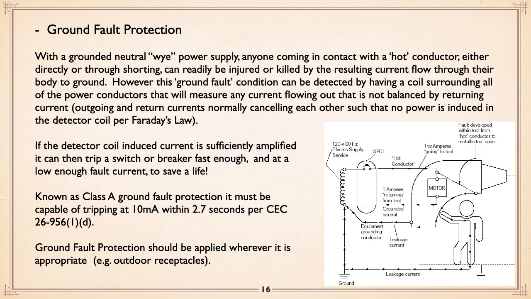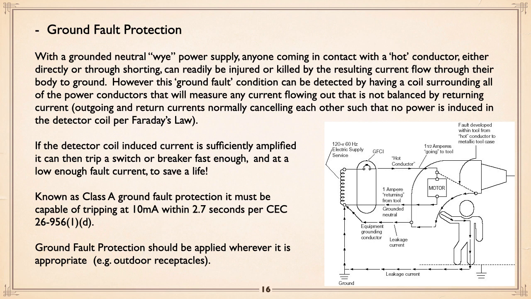When one direction exceeds the other, then this thing will start to generate power. Very sensitive electronics will note that, and immediately there's a trip, and it will trip off, and you're safe. If it's literally high enough to save a person's life, which is the intent, it's known as Class A ground fault protection. Lower classes for ground fault are really to protect the equipment from damage. Okay, and that's where you see the use of devices that are detecting that and using shunt trip to shut off breakers. But if you're looking at personnel protection, it must be capable of tripping at 10 milliamp within 2.7 seconds per Canadian Electrical Code, blah, blah, blah.